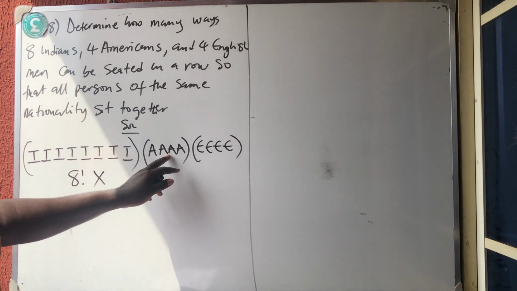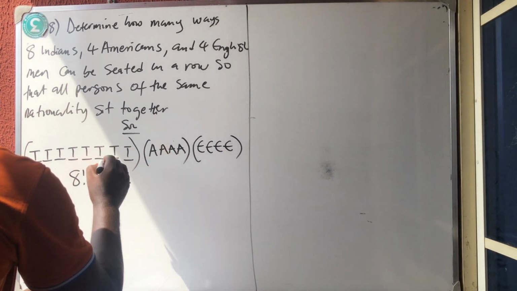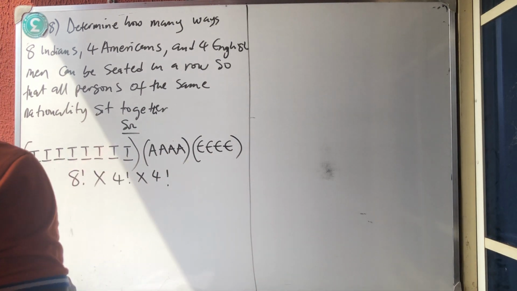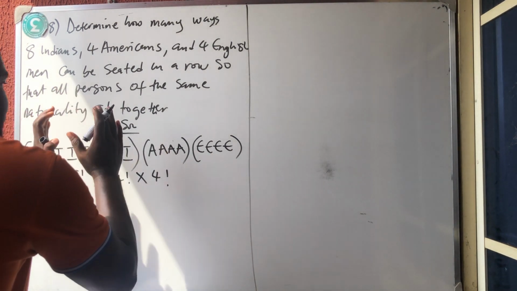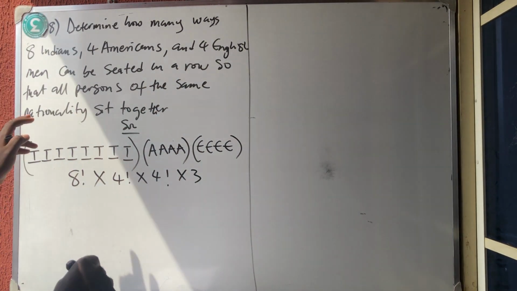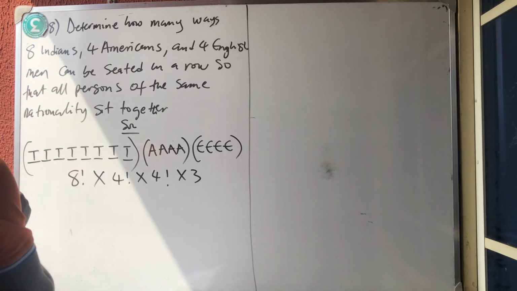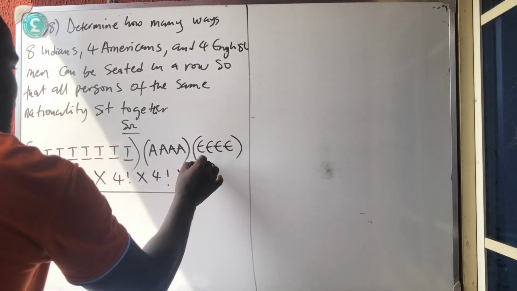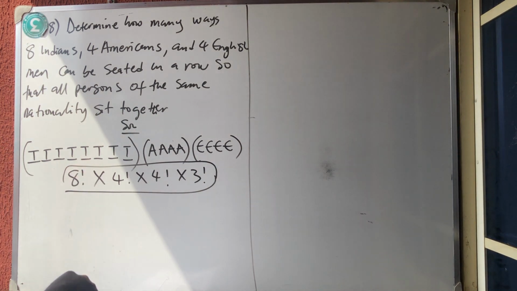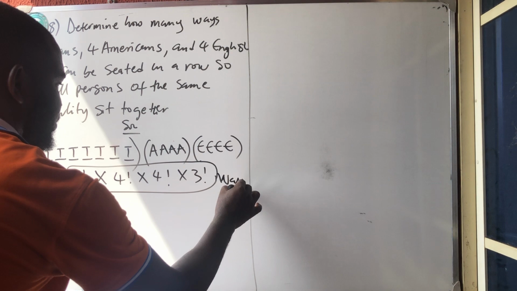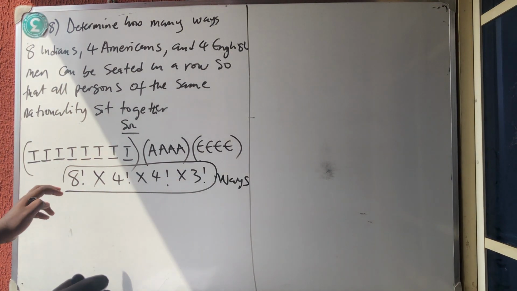In how many ways can these people sit? 4 factorial. In how many ways can these people sit? 4 factorial. Now, in how many ways can these 3 groups sit? 3 factorial. Okay? So, this is your answer. As simple as that. If you want to get the normal answer, do that.